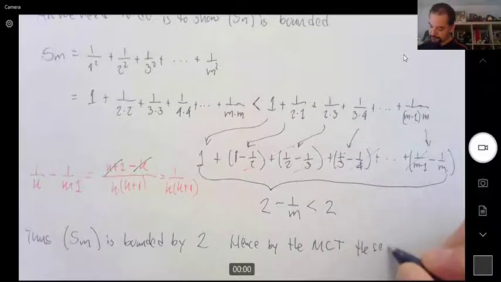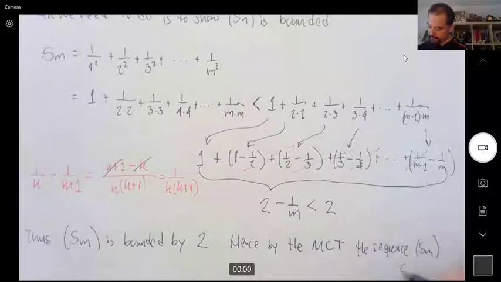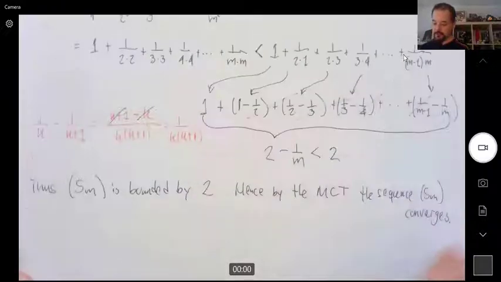The sequence of partial sums converges. And if the sequence converges, then that means the series is convergent.